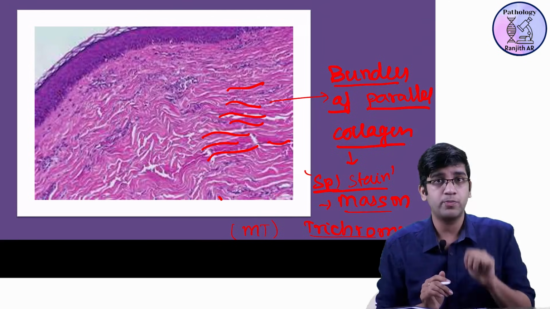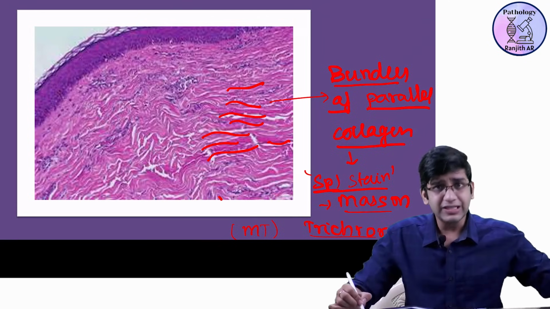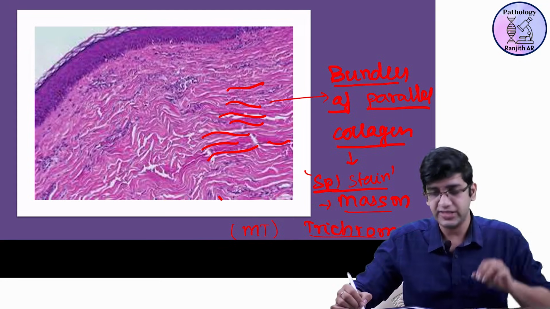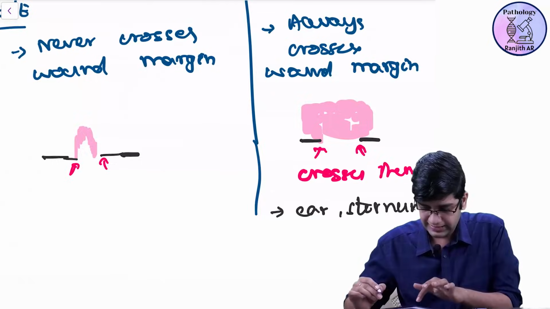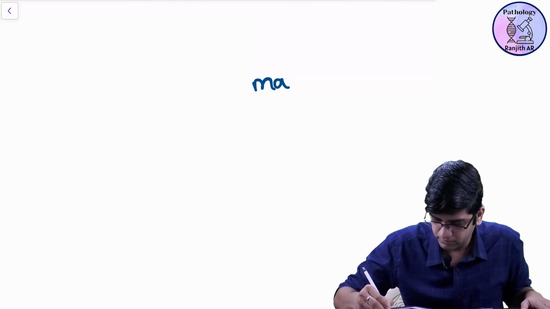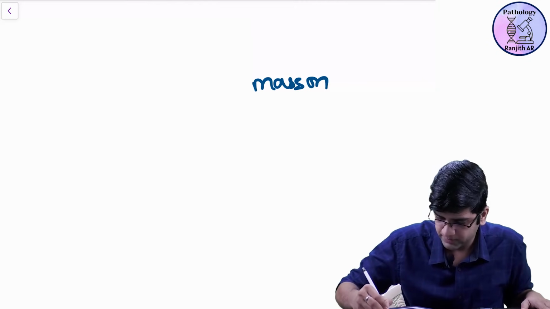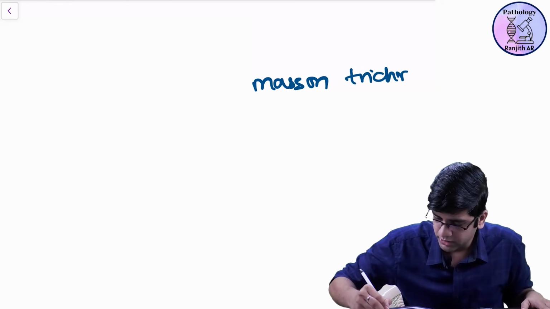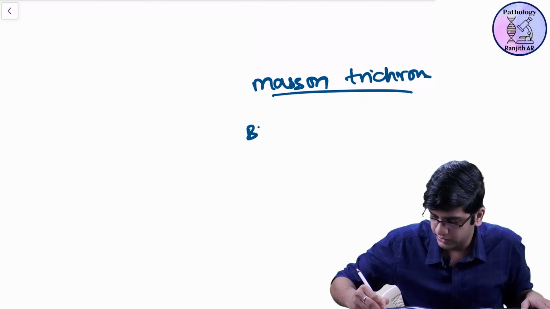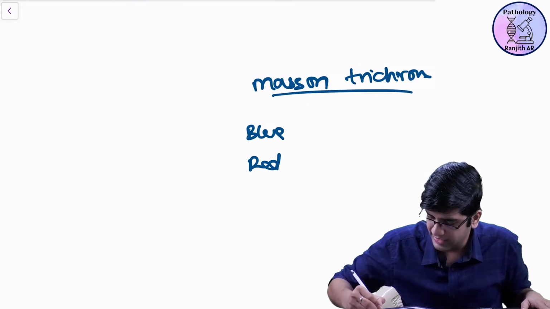It's called trichrome because it has 3 colors. I'll write that on the whiteboard. Fine? We have 3 colors. The stain for collagen is trichrome. I'll come to this table again. Maybe put a tiny box down and write this. We have Mason's trichrome. There are 3 colors: blue, red, and black.